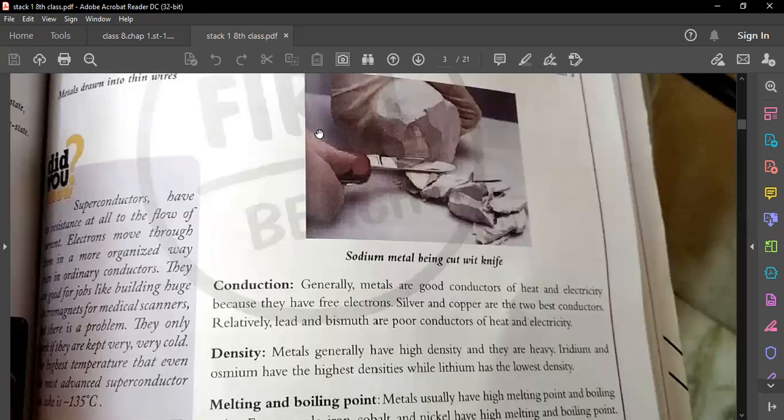Then what are the metals which are poor conductors of heat and electricity? Bismuth and lead. Lead and bismuth are the poor conductors of heat and electricity.